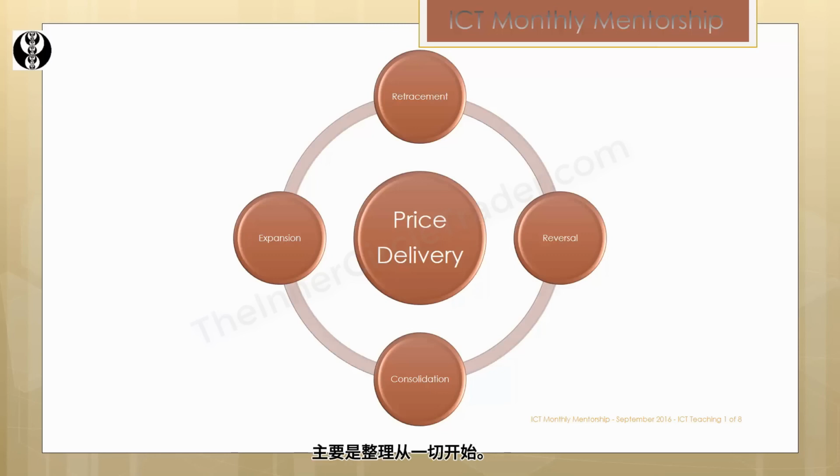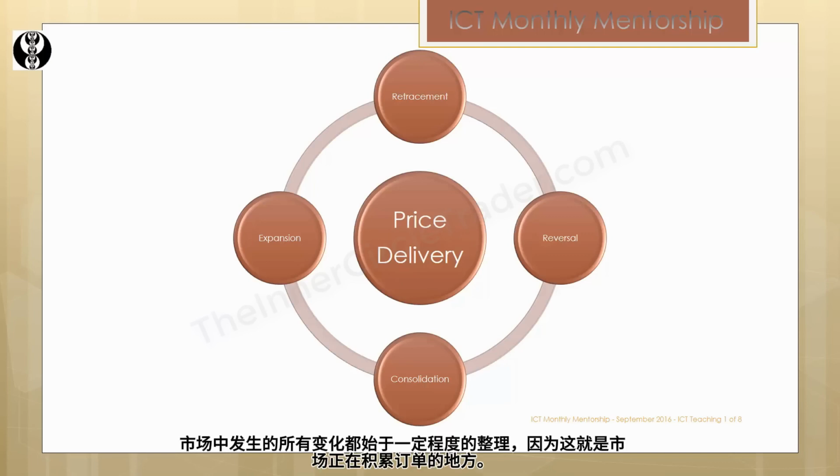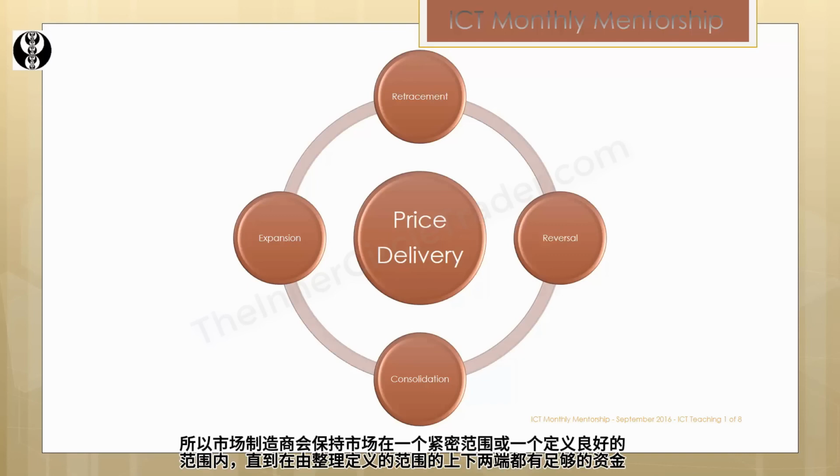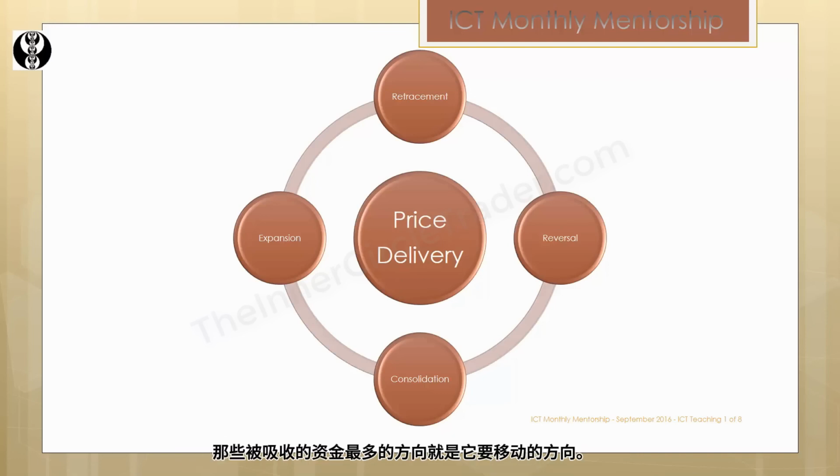The main thing is the consolidation begins with everything. All the moves that take place in the marketplace start from a measure of consolidation, because that's where the markets are building orders. So the market maker keeps the market in a tight range or a defined range until there's enough money on both sides of the upper and lower end of the range that's being defined by the consolidation. Whichever one has the highest amount of money to be absorbed, that's the direction it's going to move in. We don't always know what that is, but we wait for the expansion.